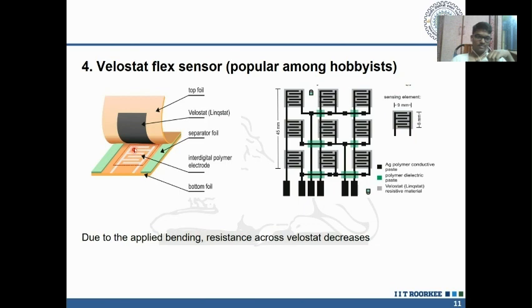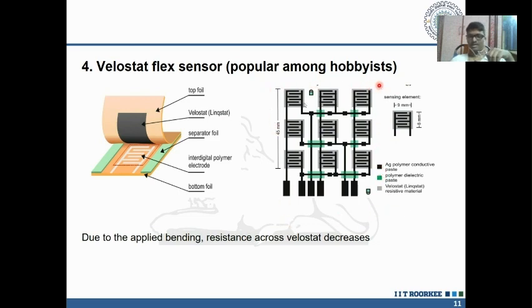So here we can observe there is a gap between the conductors. When pressure is applied on this, it will be stretched, bending, and the resistance across this will also change because its resistance is changing due to bending. So when we measure voltage across this, we can calculate the angle, because both are linearly proportional to some extent.